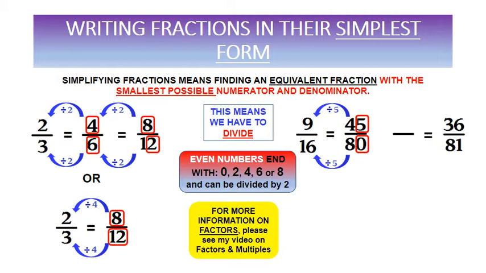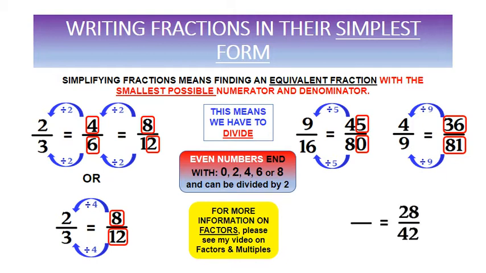Here we've got 36/81. They're not both even numbers and they're not multiples of 5, so I can't divide by 2 or 5. So now I'm going to look for something else. This is where my times tables knowledge comes in handy again. I do notice that they are both multiples of 9 and therefore can be divided by 9. And there's my final answer. That is 36/81 simplified down to its smallest form.